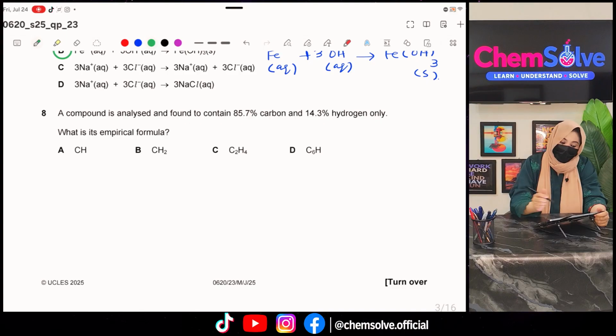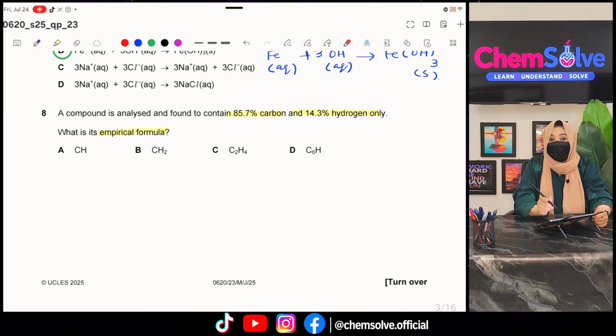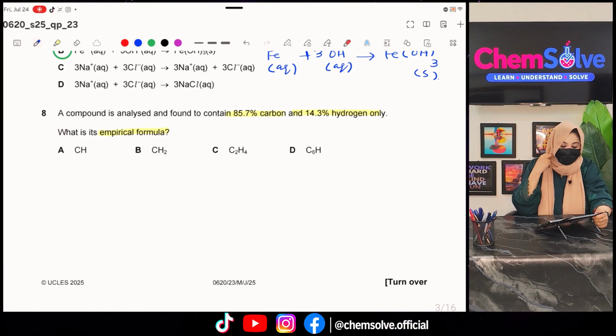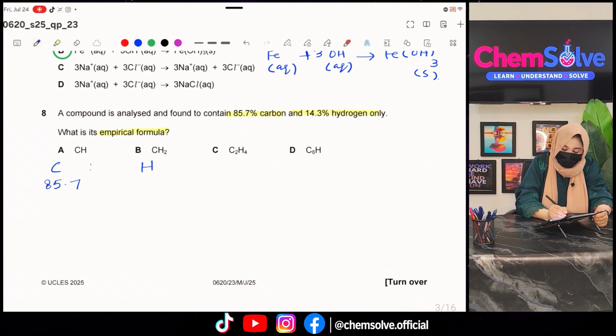Question number 8. A compound is analyzed and found to contain 85.7% of carbon and 14.3% of hydrogen only. So what I have to do is find out the empirical formula. Let's find it out. What is the process? We have already done this in the mole series. You can revise it if you want it in detail. So carbon and hydrogen only. Carbon is 85.7, hydrogen is 14.3. What is the next step?